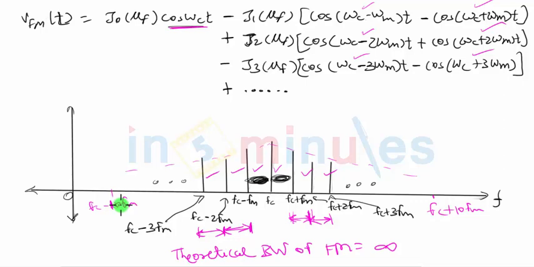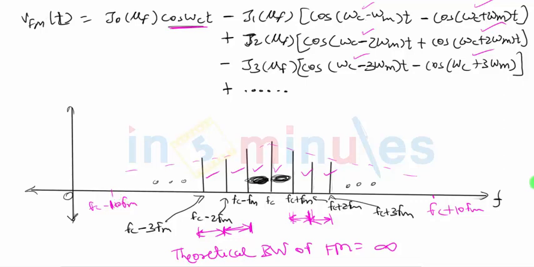So this is one point which will help us to make the bandwidth of the signal finite. I will transmit only those sidebands which are helping me to transmit the maximum power and hence the maximum information. I will remove all the remaining sidebands, and hence I'll be transmitting a finite number of sidebands. With a finite number of sidebands, the bandwidth of the signal will also be finite.